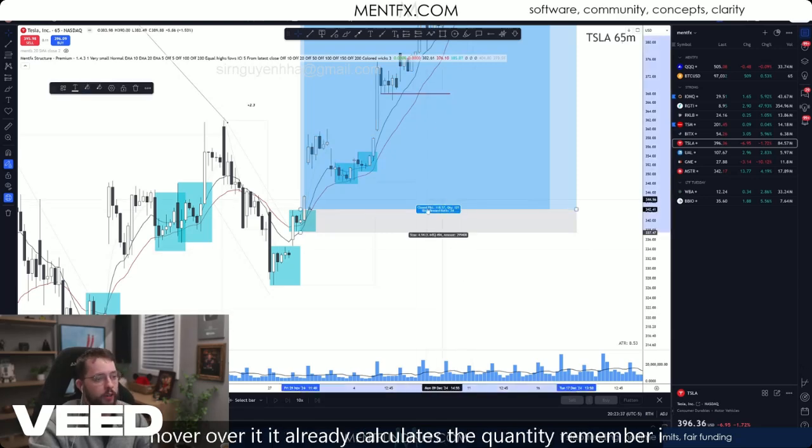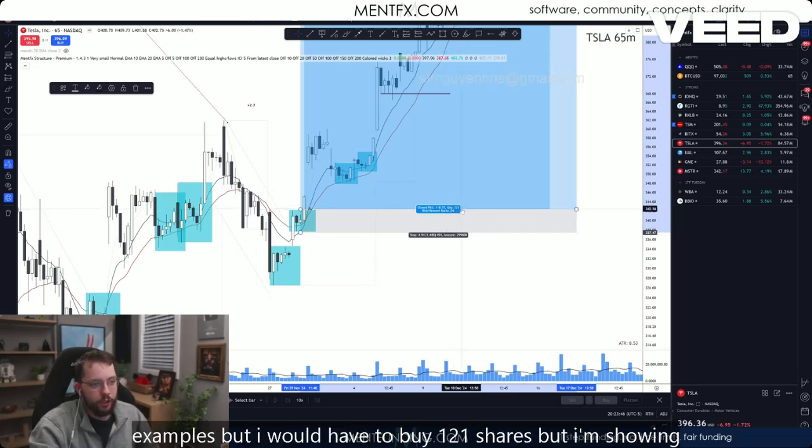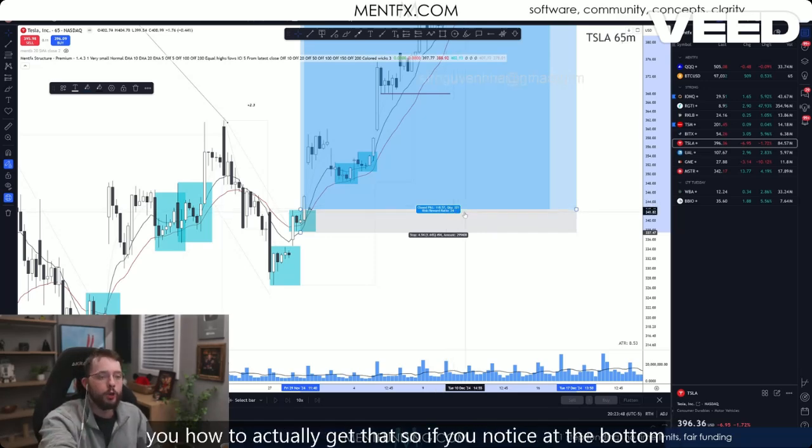And you can see when you hover over it, it already calculates the quantity. Remember, I already gave you guys this simple calculation, and we'll talk about examples of this soon as well to give you more examples. But I would have to buy 121 shares. But I'm showing you how to actually get that.